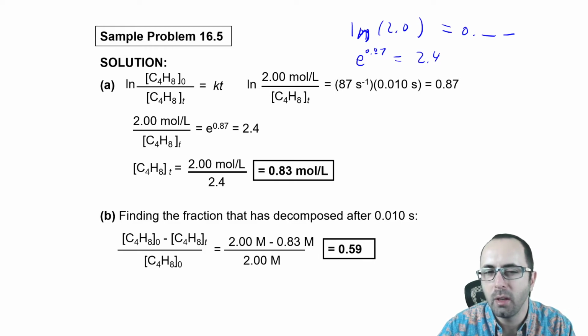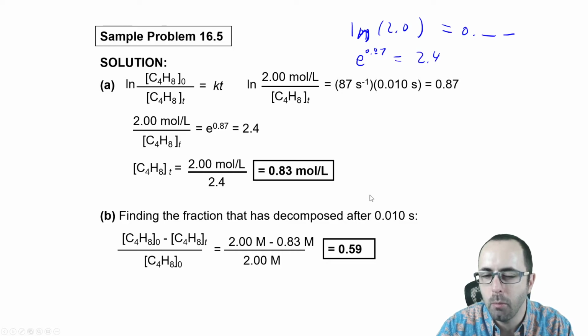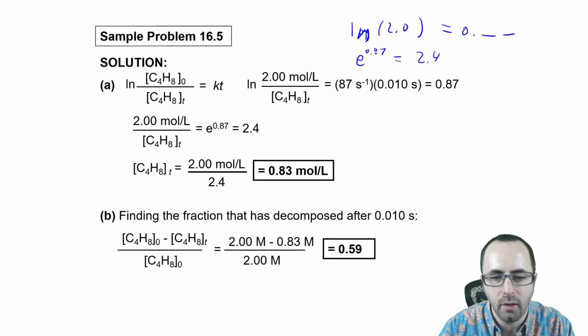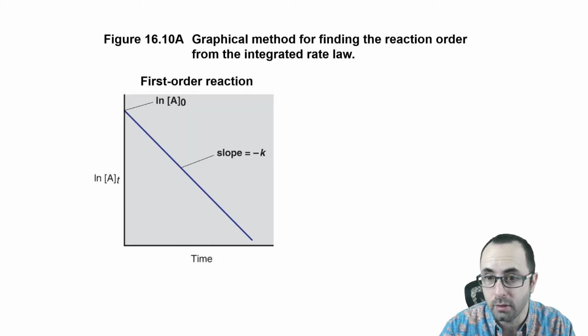So that is the reason why we use these integrated rate laws, because they can tell us what will be the concentration after a particular time, or how long it will take until the concentration decreases to a certain value or increases to a certain value.